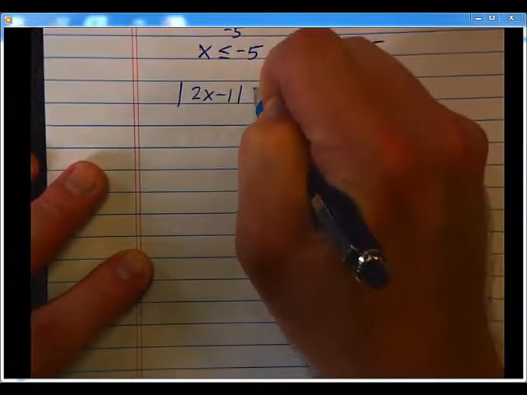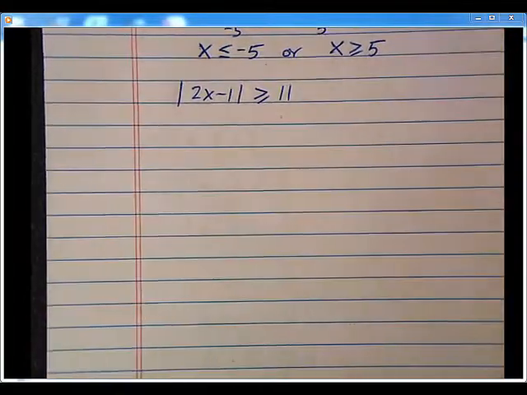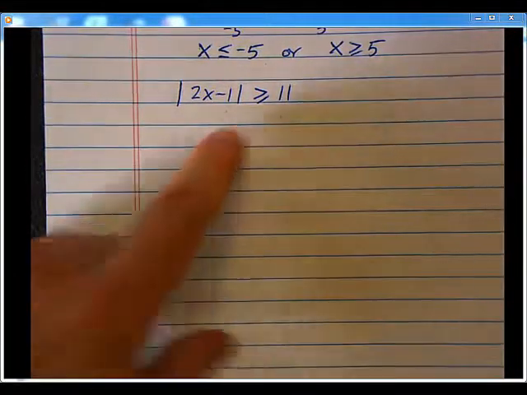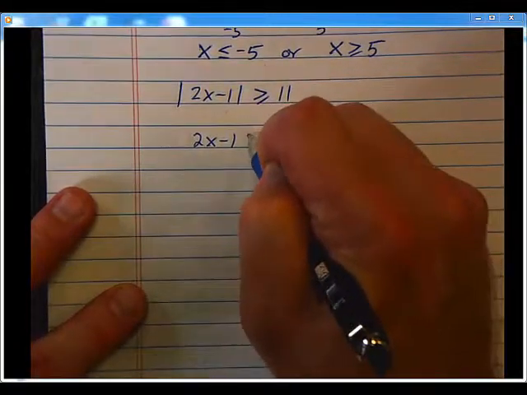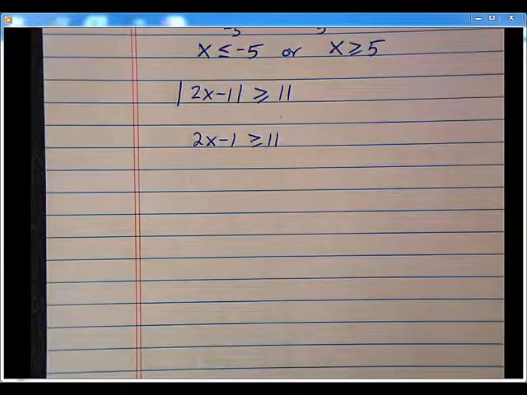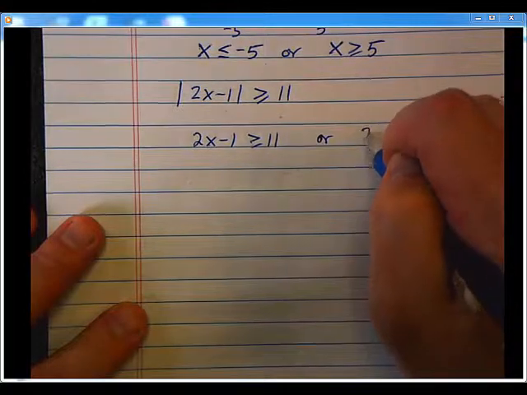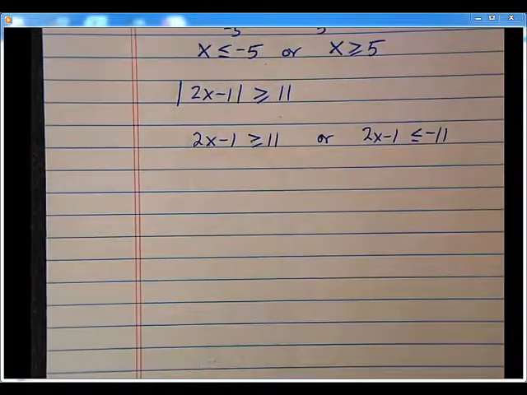Alright, so now let's take something a little bit more complicated here. Absolute value of 2x minus 1 greater than or equal to 11. Again, what you need to recognize is you have an absolute value and you have a greater than. When you have an absolute value and you have a greater than, you write two distinct inequalities. 2x minus 1 greater than or equal to 11, or 2x minus 1 less than or equal to -11.